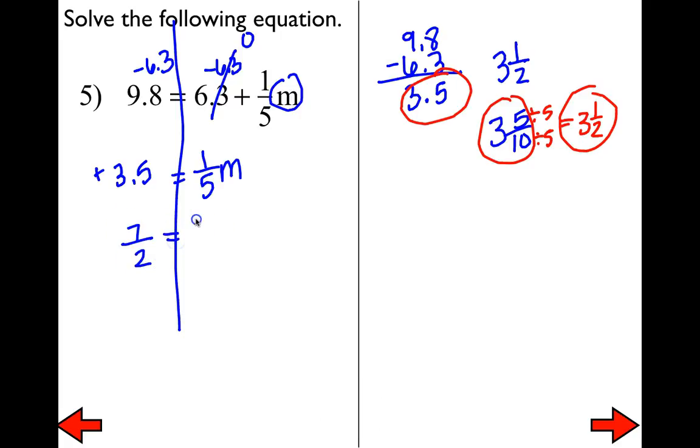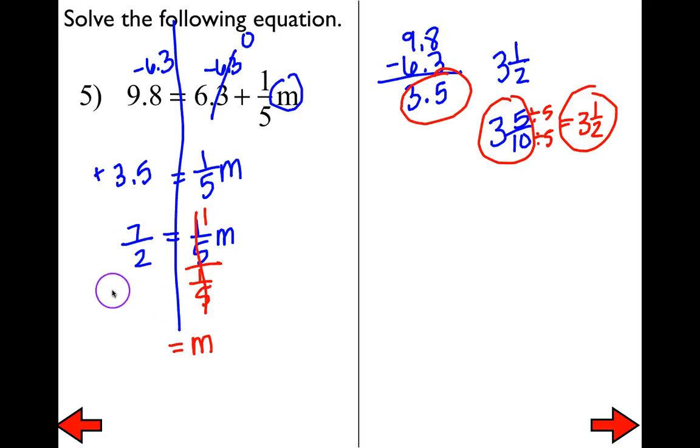7/2 equals 1/5 m. Now I need to get rid of the coefficient. Since this means 1/5 times m, I'm going to go ahead and divide both sides by 1/5. These are multiplicative inverses, creating 1. 1 times m is just m.